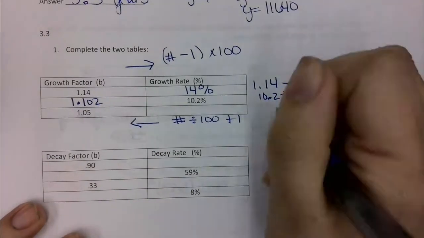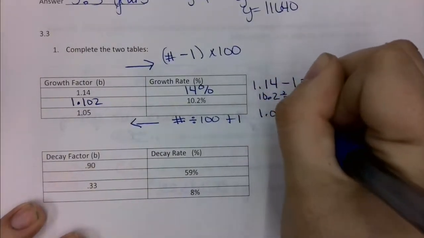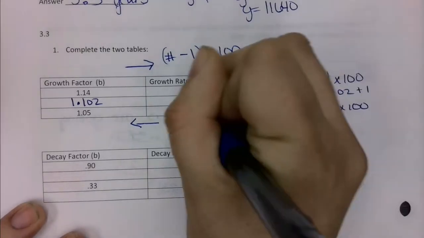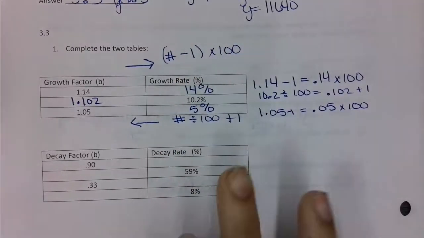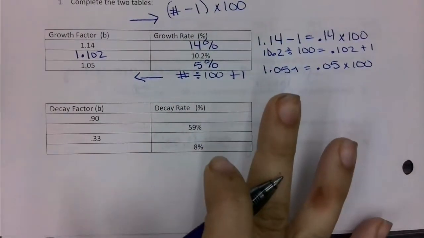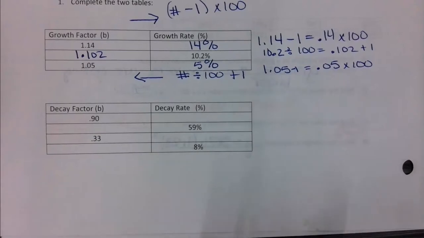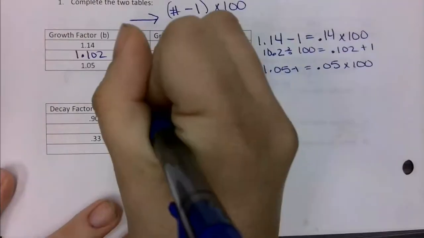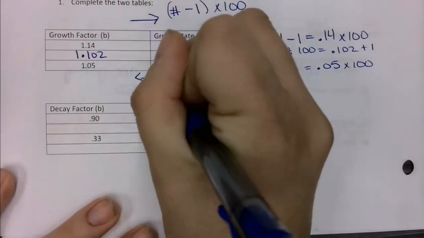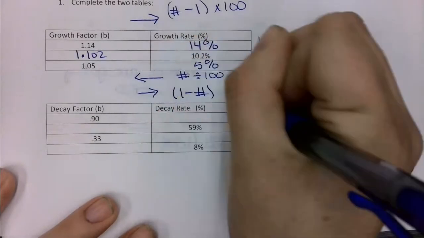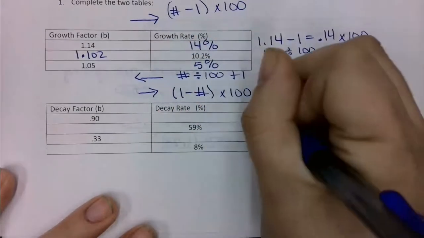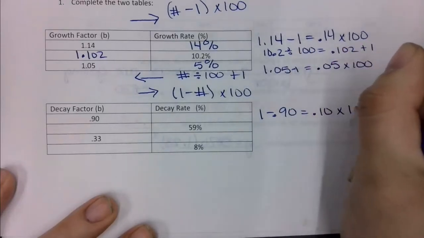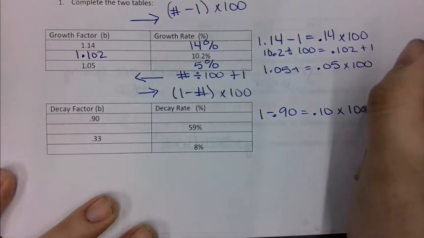Same thing from this way, so I have 1.05 minus 1, which gives me 0.05, times 100, gives me 5%. Right here, I'm going from decay factor, so I take 1 minus my number, and then multiply by 100. So I'm going to do 1 minus 0.90, which gives me 0.10 times 100, gives me 10%.